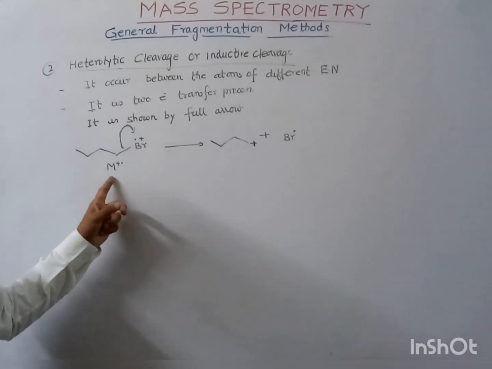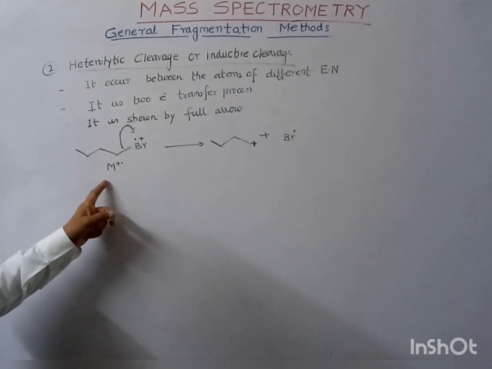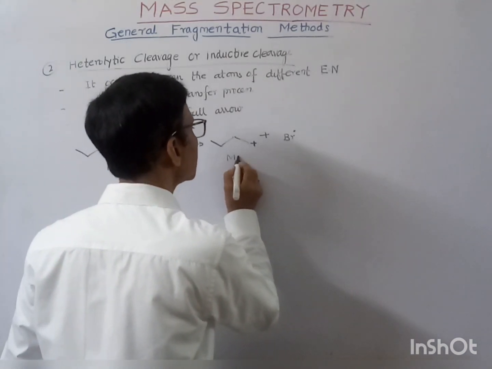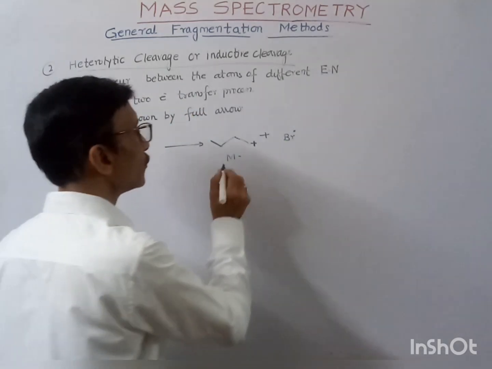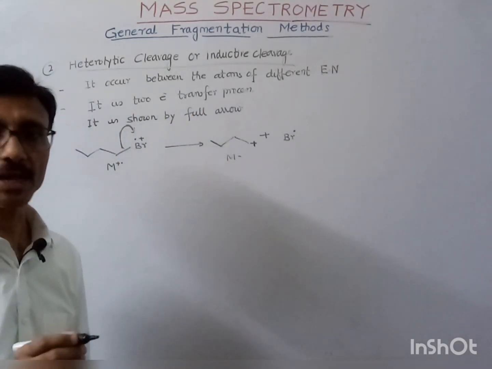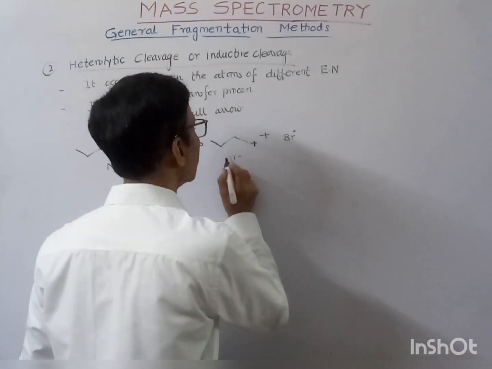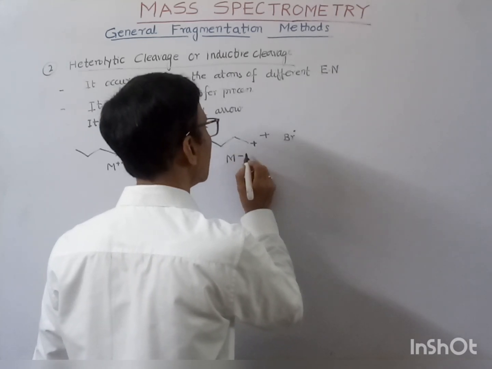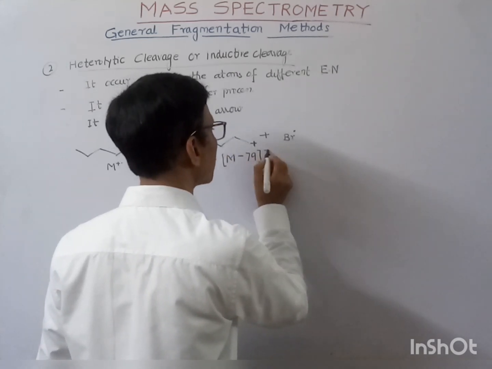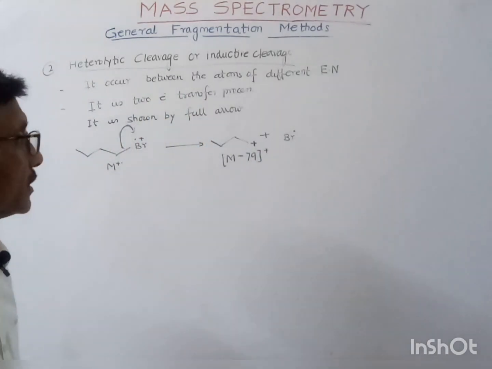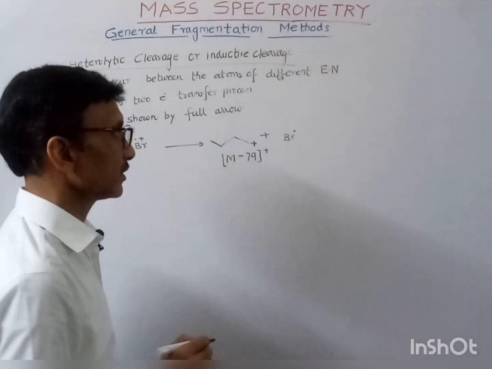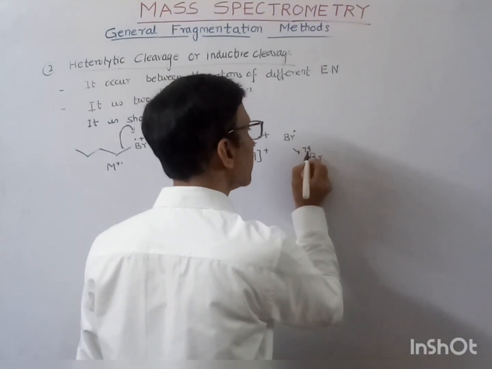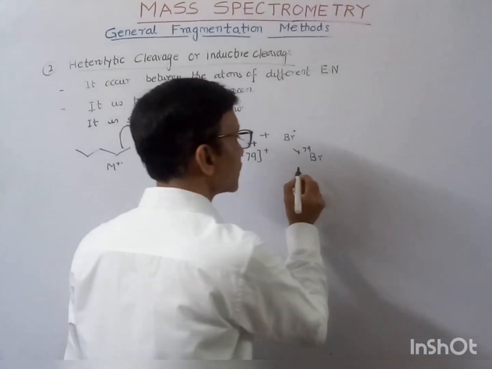So one peak appears due to this radical cation, the molecular ion peak. Another peak is M minus, due to the removal of bromine. Bromine has a mass of 79, so a peak due to M minus 79 will appear. A peak due to M minus 81 can also appear, since bromine has mass number 79 and also exists as an isotope, 81.